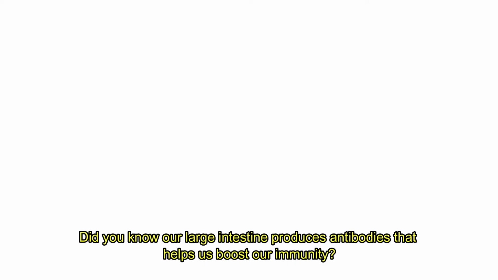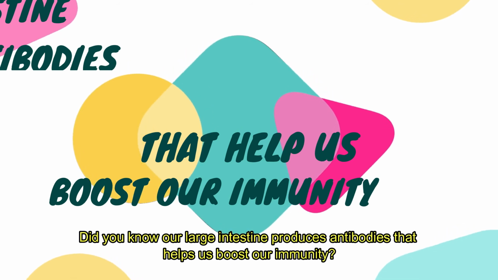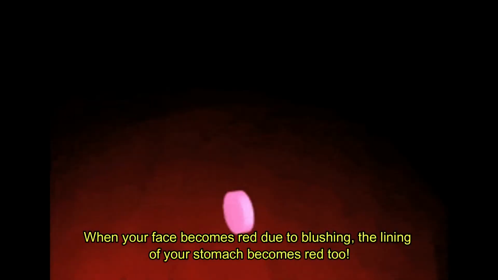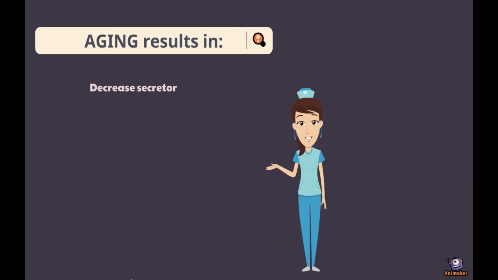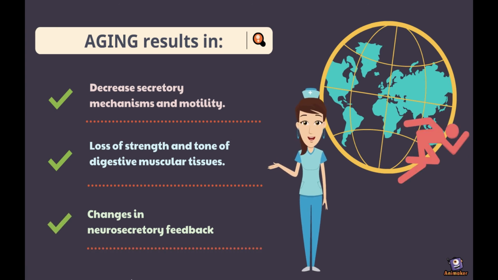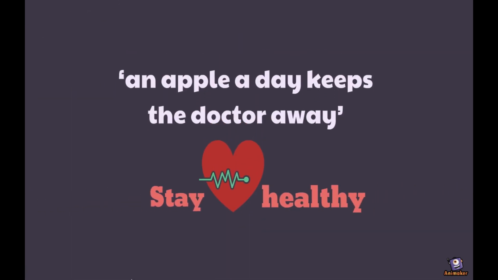Trivia time! Did you know our large intestine produces antibodies that help us boost our immunity? When your face becomes red due to blushing, the lining of your stomach becomes red too. For your information, aging results in decreased secretory mechanism and motility. It can also result in the loss of strength and tone of the digestive muscular tissue and change in the secretory feedback. It diminishes response to pain and internal sensation. So, eat healthy, digest healthy, and live healthy.